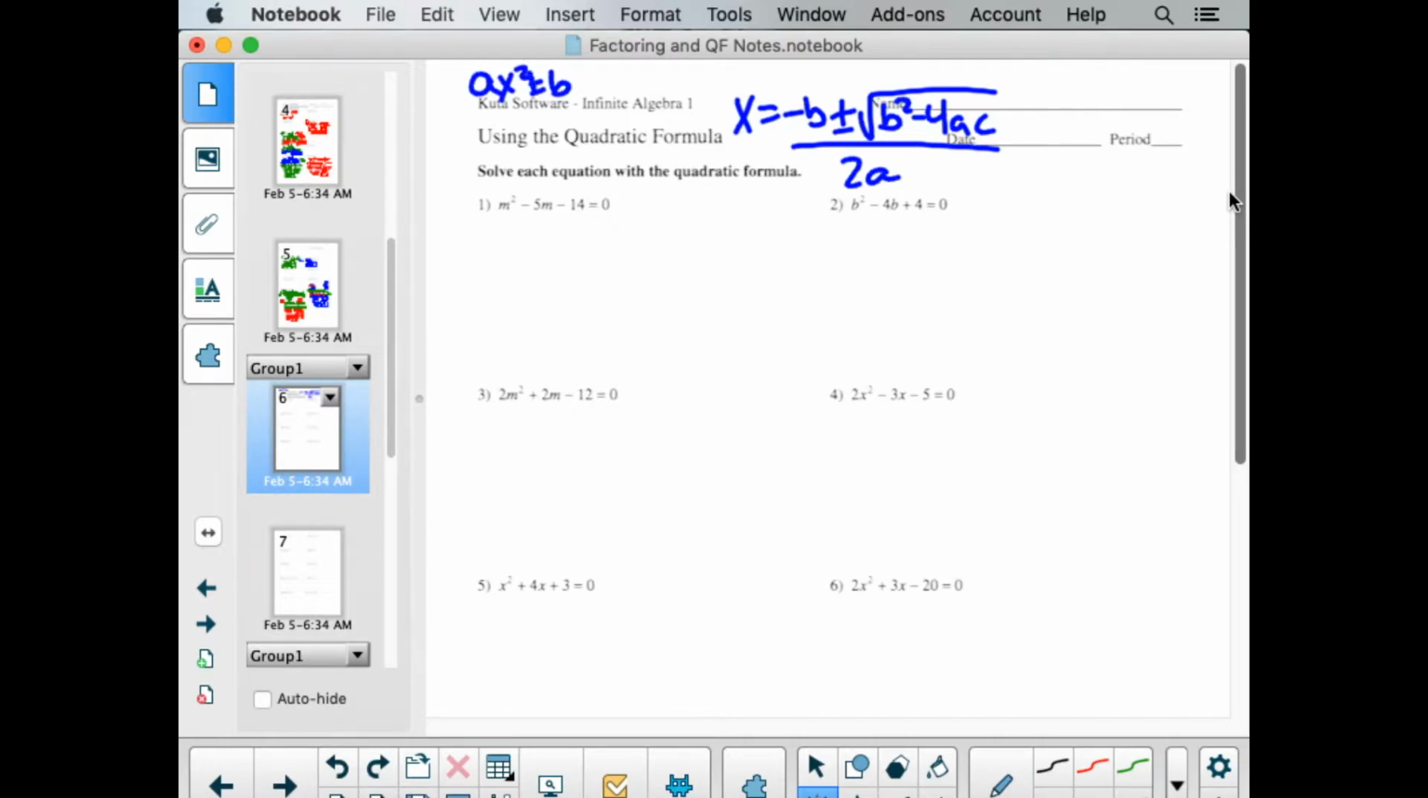Oops. Oh, I made a mistake there. Let me fix that real quick. Ax squared plus bx plus c equals 0. They're the coefficients and the constant of a quadratic equation that is set equal to 0.